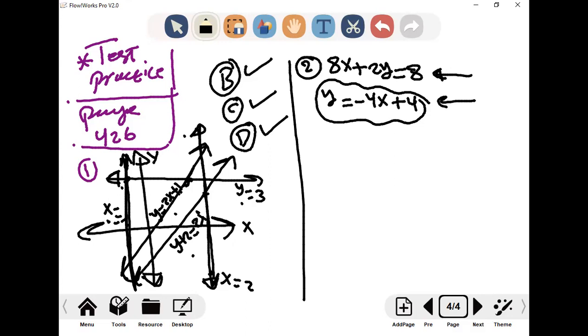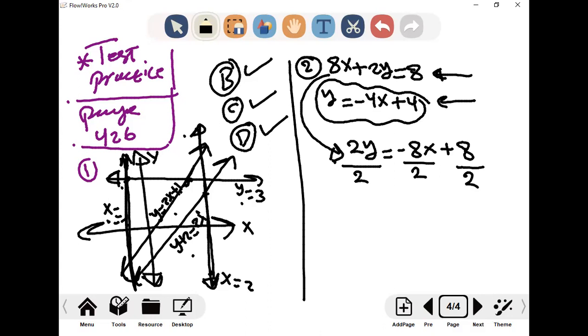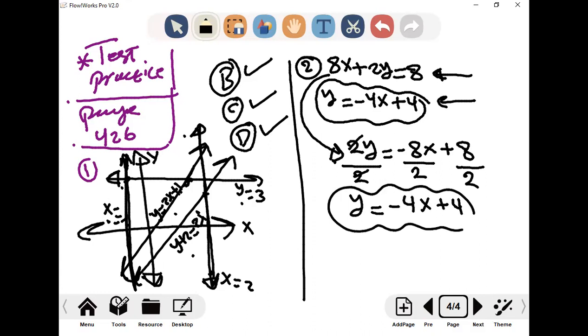But let's prepare equation 1 so I can know the slope from it. So 2y equal negative 8x plus 8, right? I will divide by 2 both sides. So y equal negative 4x plus 4, which is the same line, right? Same equation means the two lines are over each other, meaning infinitely many solutions. So is it dependent or independent?